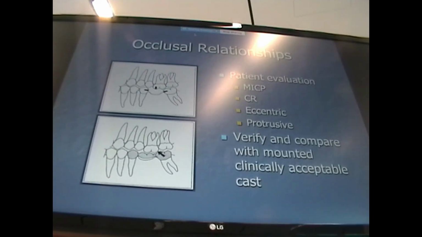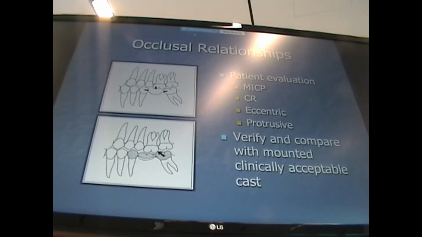What about protrusive? What do we want in protrusive? When the patient goes protrusive, anterior, number one, they should move in a straight line. Number two, the lower incisors engage the upper central incisors, and immediately the posterior teeth disarticulate. Do you have that? Well, you need it.